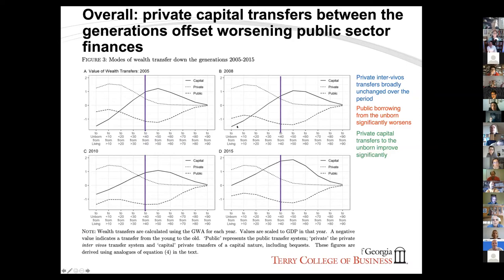And that got worse in 2008. It got improved slightly by 2010. But by 2015, the increase in the value of this capital that wasn't going to be consumed by the elderly, so that the elderly were basically leaving on the table for the young, had brought the private sector effectively into balance. And so what that means is that in aggregate, at least, there's sufficient capital in the economy to sustain the consumption of all living generations.